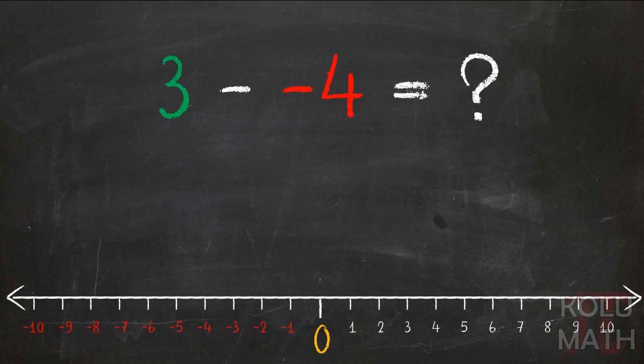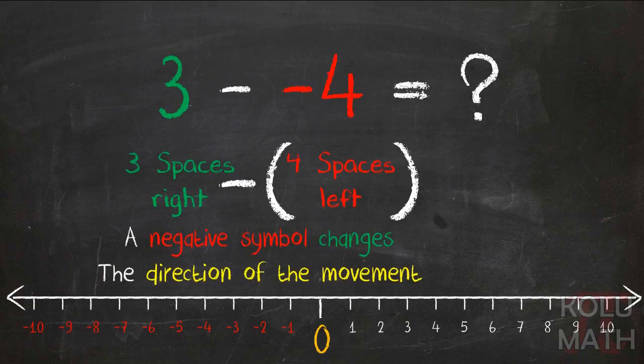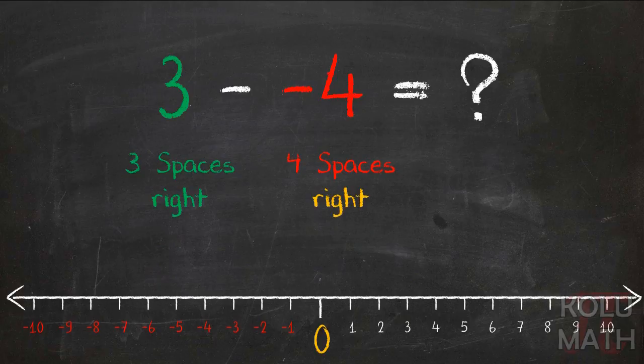Pretty easily. If we remember that 3 is 3 spaces to the right, we're going to subtract 4 spaces to the left. And remember, since a negative symbol changes the direction of the movement, whatever is inside of those parentheses, whatever we're subtracting, can be flipped to the other direction. So that becomes 4 spaces to the right. And now it's a simple problem. 3 spaces to the right, 1, 2, 3, plus 4 spaces to the right, 1, 2, 3, 4, and we get our answer of 7.